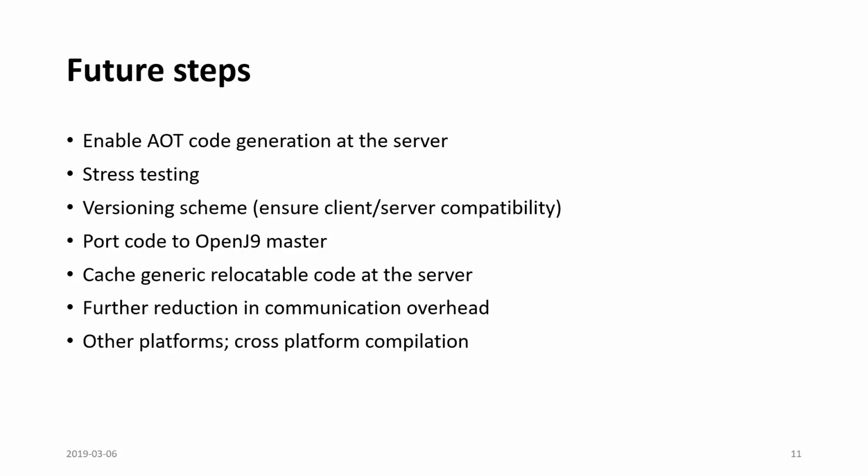So what do we plan in the future? First of all, we need to enable AOT code generation at the server. This is needed because AOT is good at reducing CPU and footprint, but only if the shared class cache, which is the repository for the AOT code, is populated. When you start with an empty shared class cache, you still have to pay the price, and JIT as a service can help in that scenario.